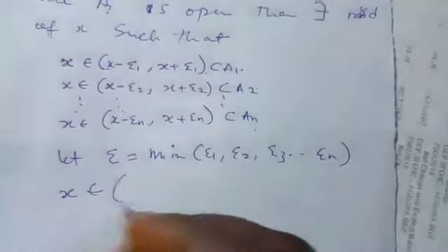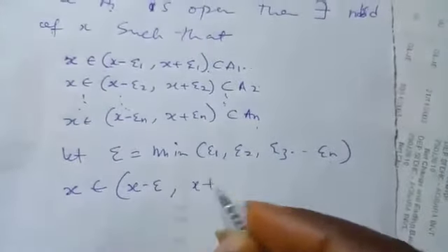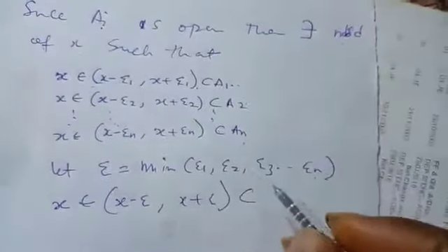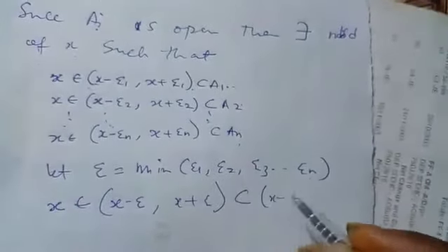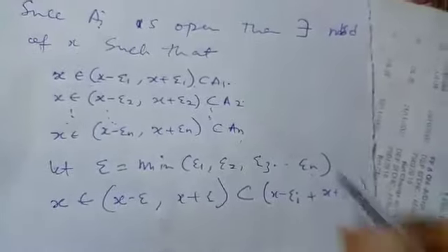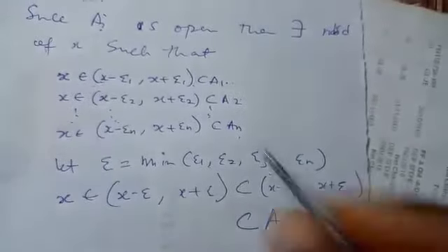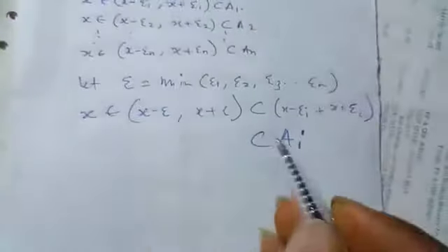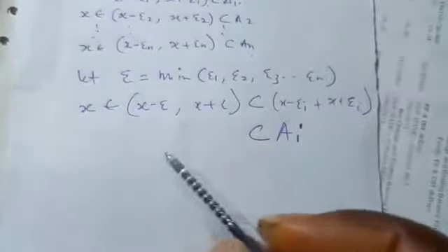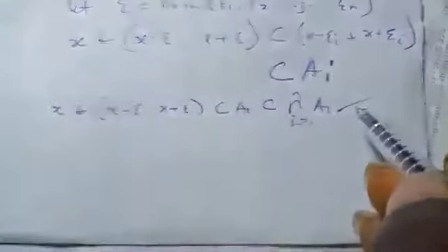So we are going to have that s belongs to (s minus epsilon, s plus epsilon). It must be a subset of (s minus epsilon_i, s plus epsilon_i). All of them must be a subset of A_i, where A_i is our A1, A2 up to An. Since they are all subsets of A_i, they will also be a subset of the intersection. So it's a subset of A_i and it's a subset of this.